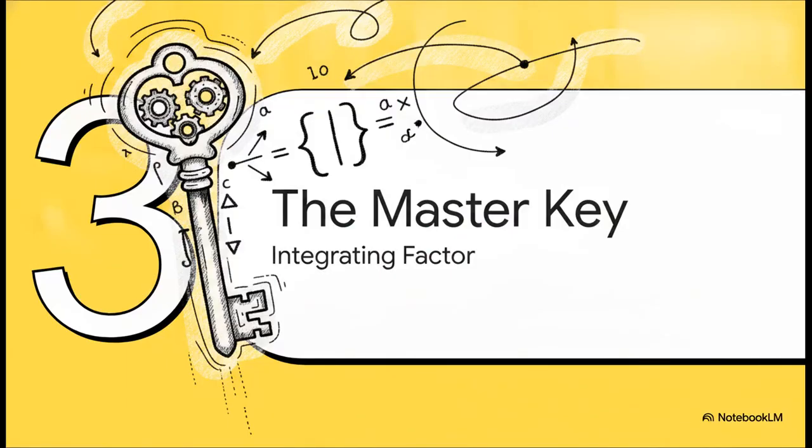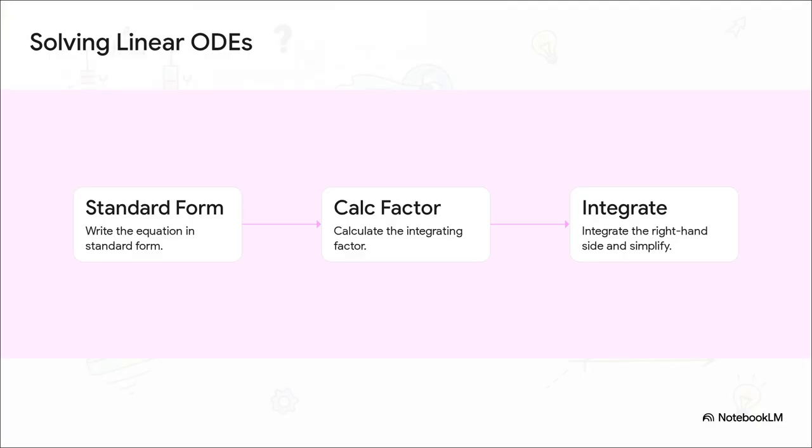Section 3. The master key. Integrating factor. So once you've identified a linear first-order equation, how do you actually crack it? Well, it follows a super reliable 3-step procedure. Step 1. Write the equation in standard form so that the first derivative is standing completely alone. Step 2. Calculate your integrating factor. And step 3. Multiply the equation by this factor, integrate both sides, and simplify.